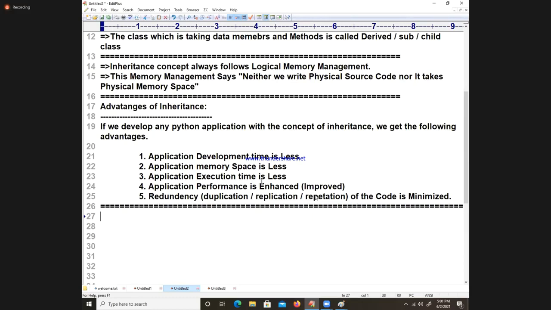Next, take our classroom example. How many base classes do you have? Come on, quickly. One base class is there. How many students do we have? Many students are there. All those students are called what? Subclasses. How many base classes do we have? One base class. How many derived classes are there? Many derived classes are there. That is called one more type of inheritance.